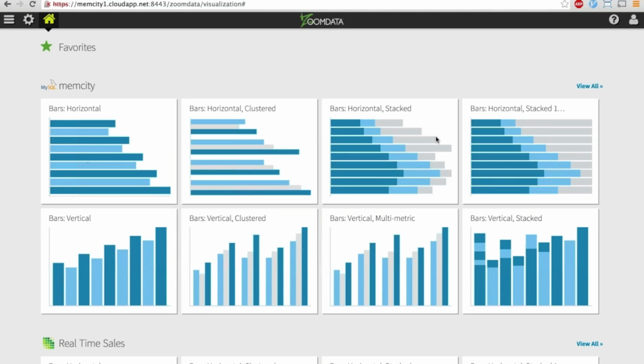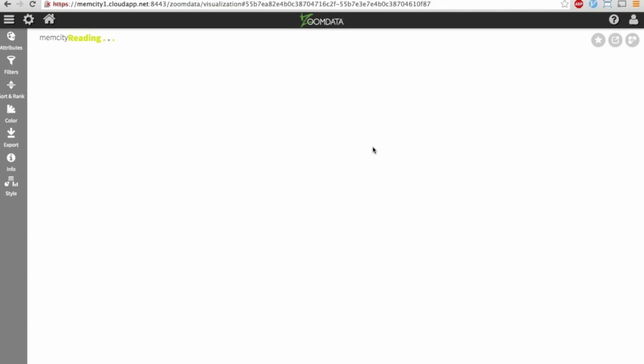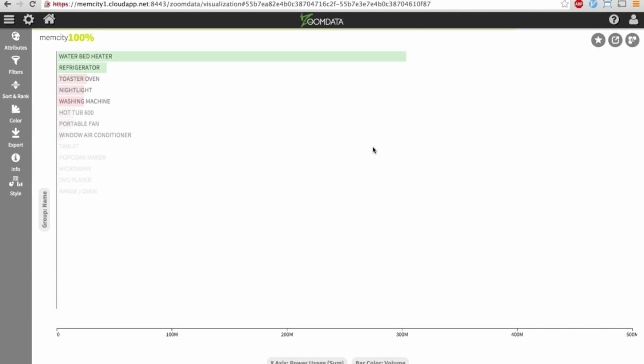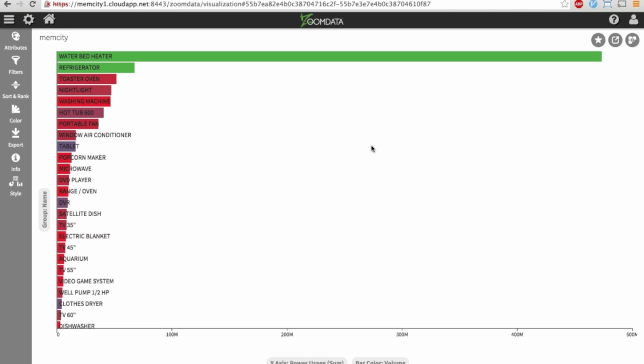So here's a chart that I put together earlier, reading off of the device events table. This is a very standard type of chart that a business analyst might make. It's just doing slicing and dicing. It's taking all of the total power usage, which is on the x-axis, and breaking it out by device type. So we can see that MemCity is truly a city of the future, and everyone apparently has a waterbed, and the most power is being consumed by waterbed heaters.